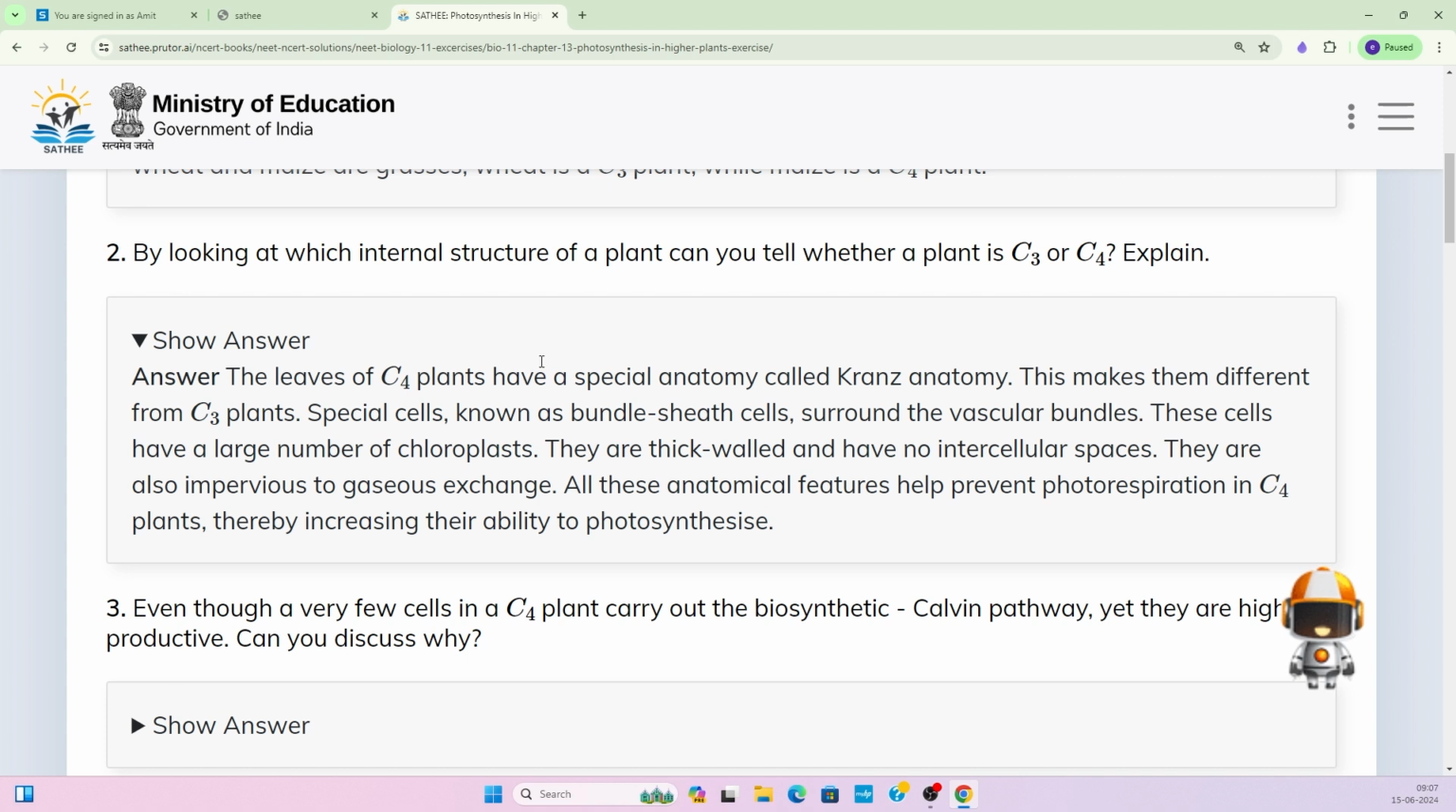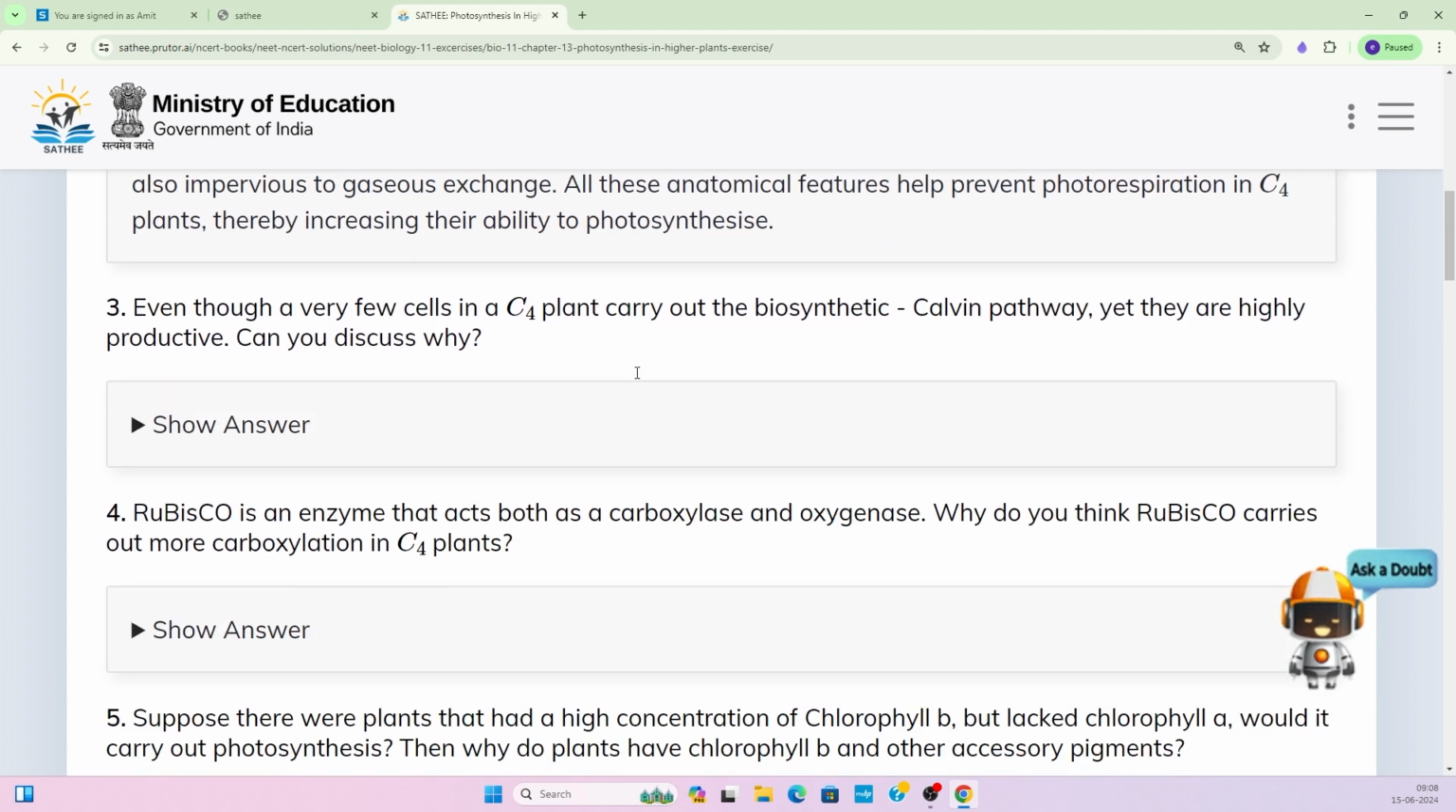This is very, very important: the bundle sheath cell that surrounds the vascular bundle. So this was the question: by looking at which internal structure of a plant can you tell whether the plant is C3 or C4? It is the bundle sheath cell surrounding the vascular bundle, and that is allowing this C4 type of photosynthesis and does not allow oxygen gas to reach the chloroplast region. Okay. Moving to our next question.